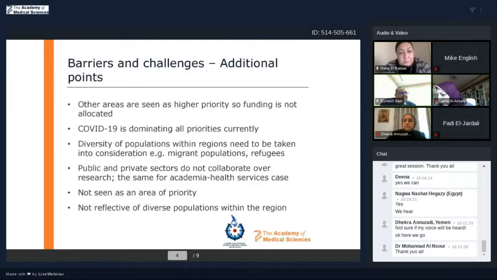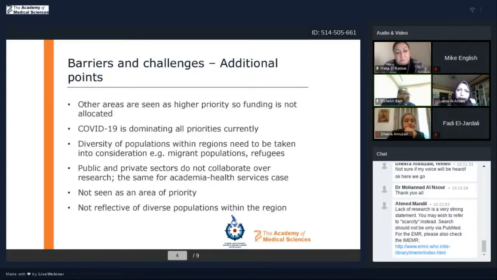Also, in terms of priorities, there are other areas that are seen more of a priority. For example, COVID-19 is dominating. We also observe the diversity of populations within regions that need to be taken into consideration. And the group observed that there is sometimes a focus on a specific group, for example, of refugees. Also, the lack of collaboration, whether it be between public and private sector or between health services and academia, is one of the barriers. And as I mentioned, the area wasn't overall seen as a priority. And also, there was no research reflecting on diverse populations within the region.